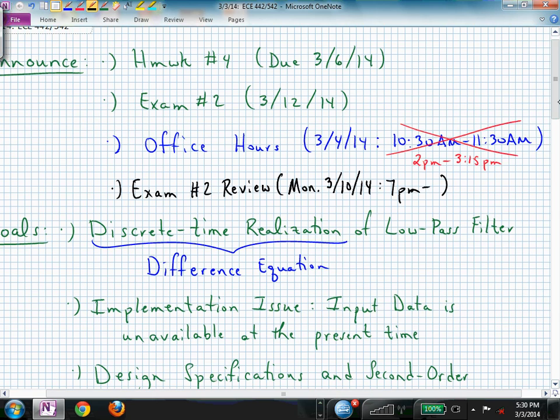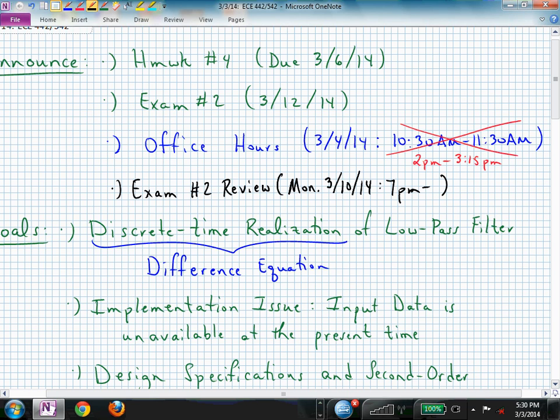Homework 4 is due on Thursday evening, and that will be the material that will be on exam number 2. Exam 2 will be covering homeworks 3 and 4. Exam 2 is a week from Wednesday.